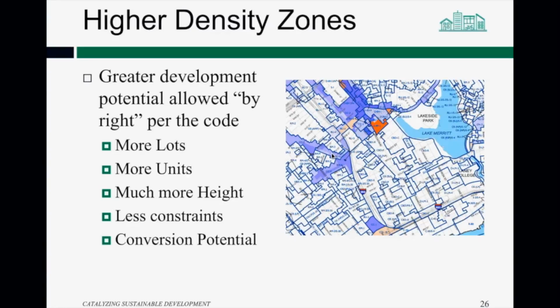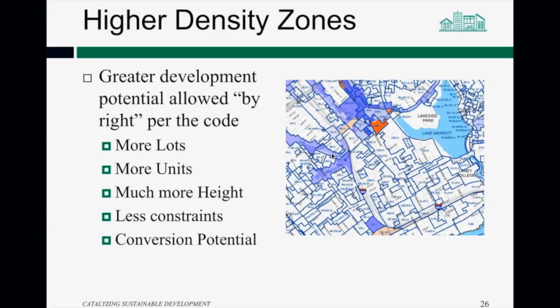So in higher density zones, whether those are residential or commercial, we're really looking for opportunities to capture that development potential, and ideally by right, meaning the code has already stated a specific dimensionality and number of units that you can add in a particular location, given that it's already been identified to be in a particular area.